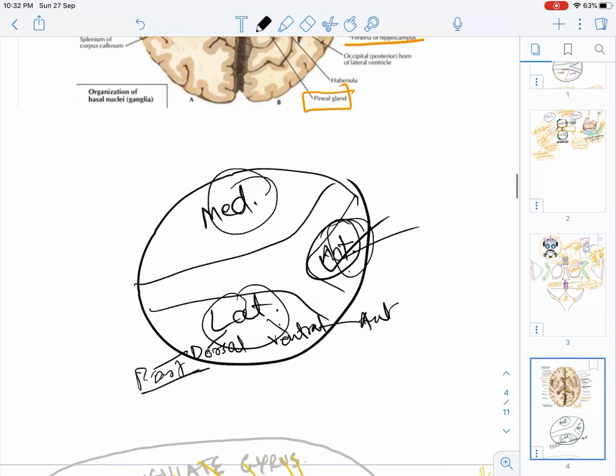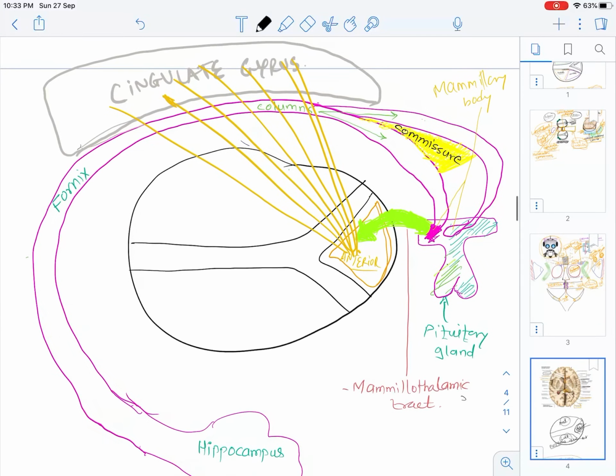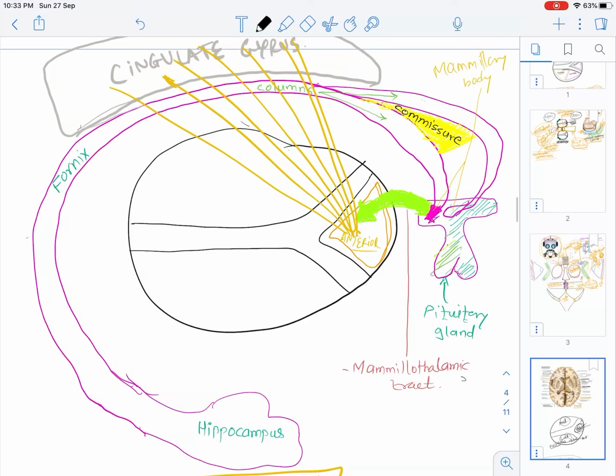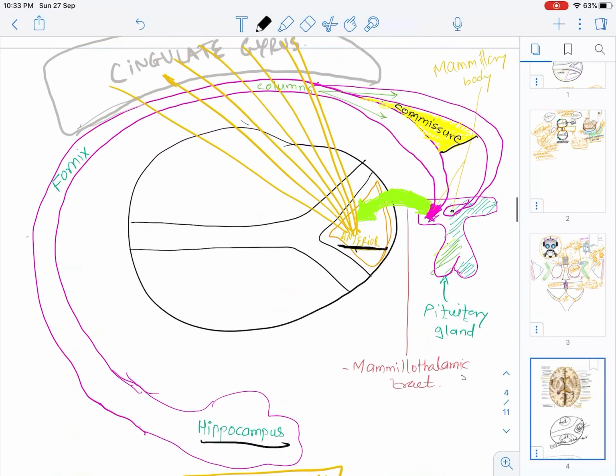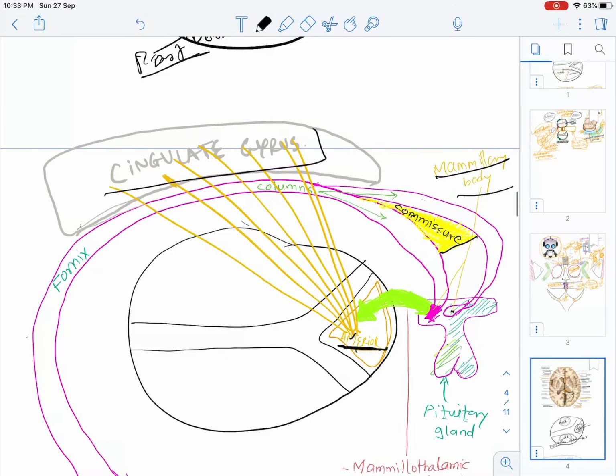Now we will see the anterior nuclei group of the thalamus. The anterior nuclei group of thalamus receives the fibers from mammillary bodies. Here I have drawn the complete structure as I was telling you in that figure. From hippocampus there will be fornix, then the columns of the fornix, then this is the hippocampal commissure. So what do anterior thalamic nuclei do? It receives the fibers from these mammillary bodies and then projects them to the cingulate gyrus, and we all know what cingulate gyrus is. It is a part of limbic system.